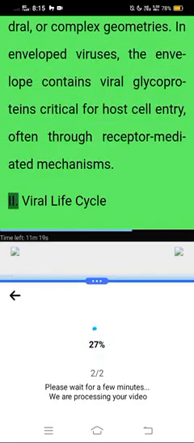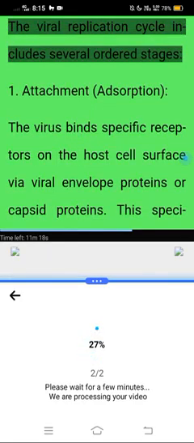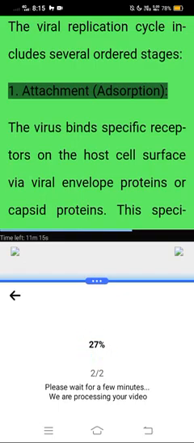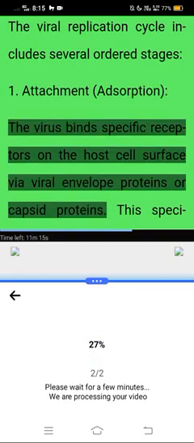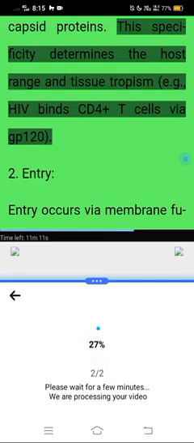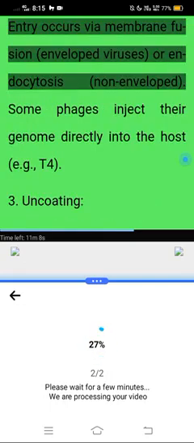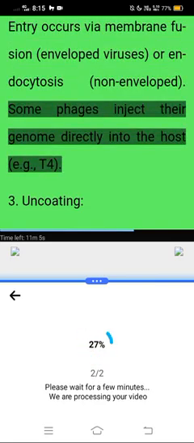2. Viral life cycle. The viral replication cycle includes several ordered stages. 1. Attachment (adsorption). The virus binds specific receptors on the host cell surface via viral envelope proteins or capsid proteins. This specificity determines the host range and tissue tropism, e.g., HIV binds CD4-positive T cells via gp120. 2. Entry. Entry occurs via membrane fusion (enveloped viruses) or endocytosis (non-enveloped). Some phages inject their genome directly into the host, e.g., T4.